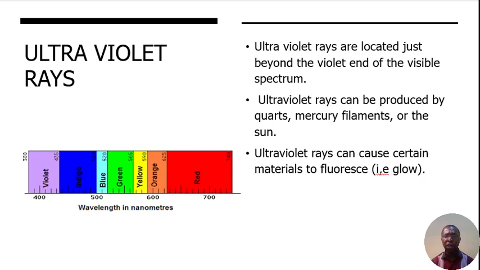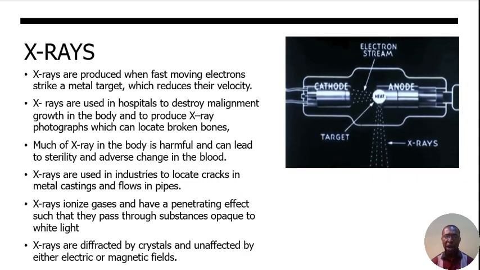Let's then move on to the next radiation in the spectrum, and that is the X-ray. You could see the X-rays are actually produced when fast-moving electrons strike a metal target. From the diagram we have there, we could see the electron stream coming from the cathode straight to the anode, and then as it hits the anode it emits some particles. These particles are known as X-rays. So they are produced when fast-moving electrons strike a metal target, which is the anode, and then produce the X-ray.